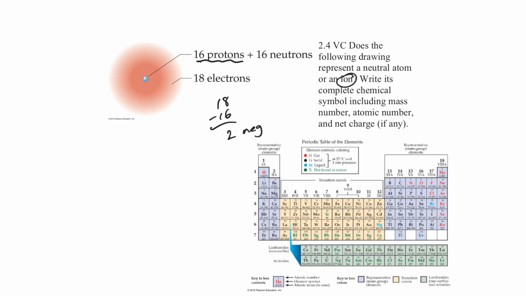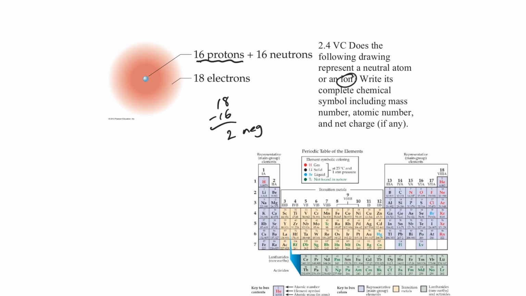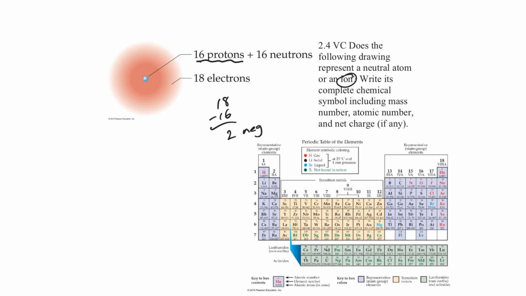So I've pulled up a periodic table. We see sulfur here, number 16, and sulfur then has 16 protons and normally has 16 electrons. Since it has 2 extra electrons, it's not a sulfur atom, it's a sulfur ion. Okay, so it'll be sulfur and it'll be 2 negative.